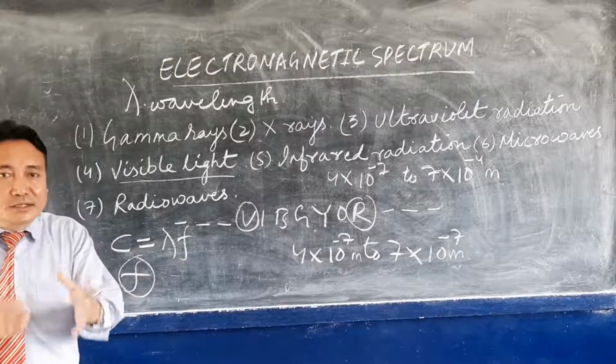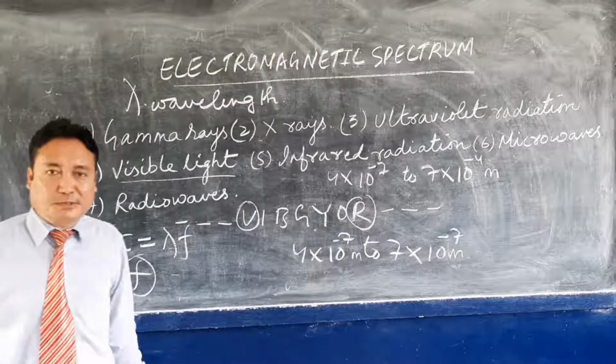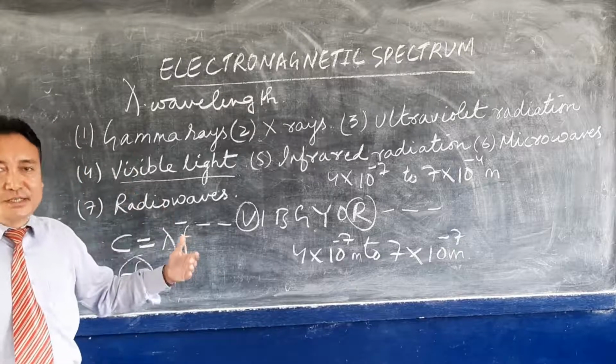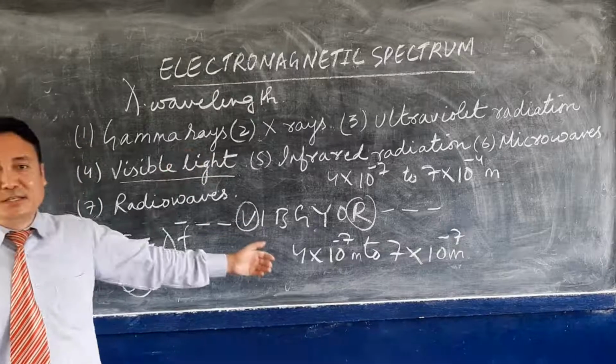So they are known as the invisible spectrum. Though they are associated with light, some of the spectrum, due to their wavelength, we won't be able to see. So they are known as the invisible spectrum. So these are both visible and invisible spectrum.